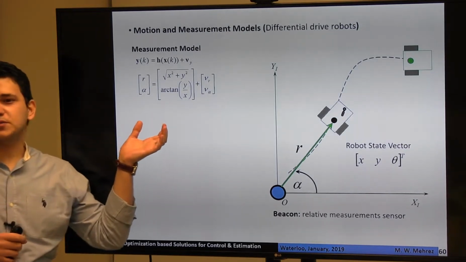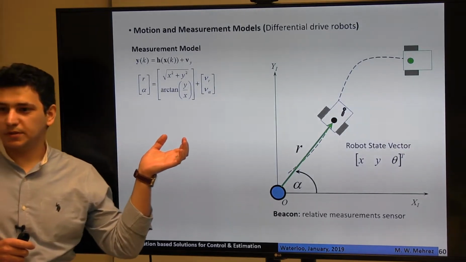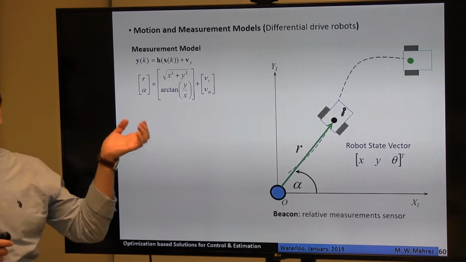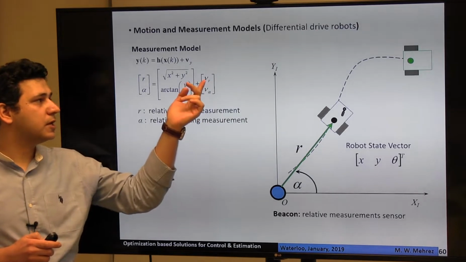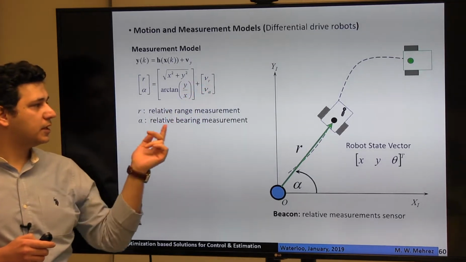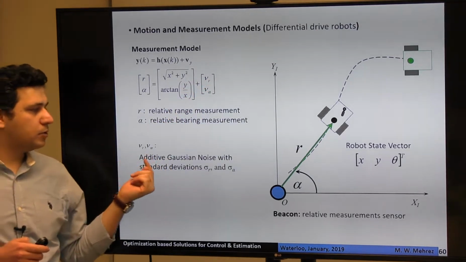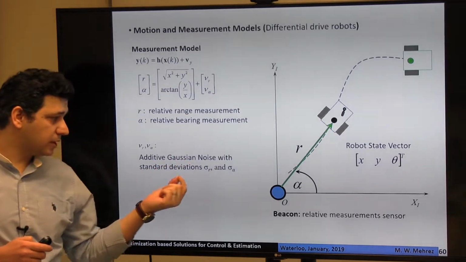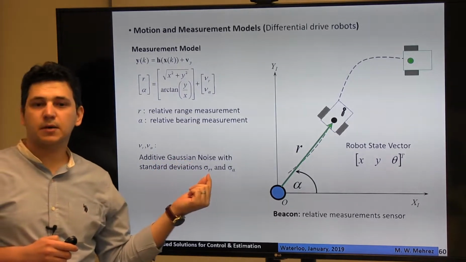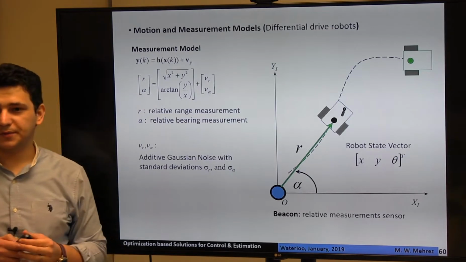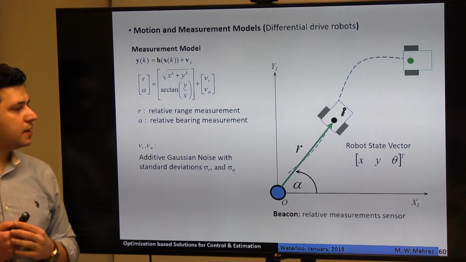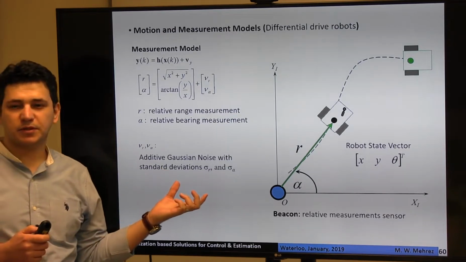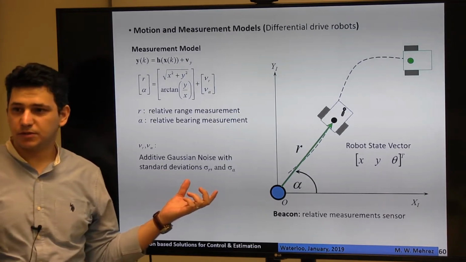Again, our sensor is disturbed, or noisy, right? So when we simulate that sensor, we also add some white noise or Gaussian noise, mu r and mu alpha. And these mu r and mu alpha are Gaussian noise with zero mean and standard deviation sigma r and sigma alpha, right? It's very important that these points are clear to you. So if you have any question, just let me know.